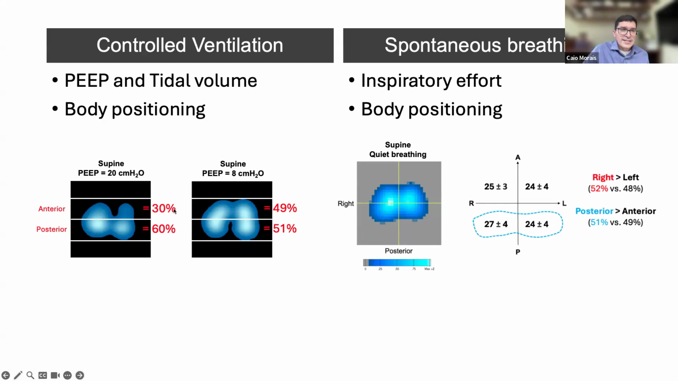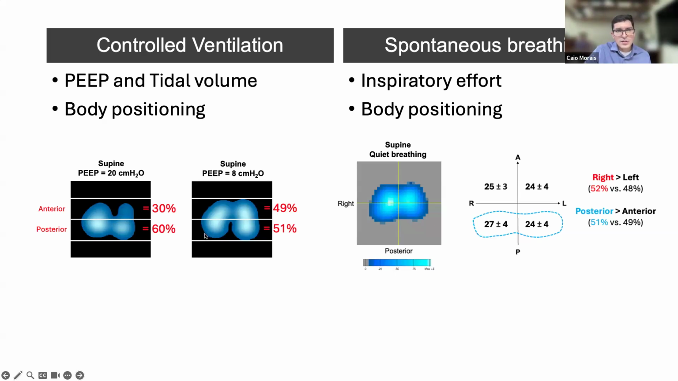And what we can see here is that the ventilation distribution at PEEP of 20 was about 30% in the ventral part, and we have 60% of ventilation in the dorsal part. Comparing with PEEP of 8, the ventilation distribution now changed, right? We have more ventilation in the ventral part of the lung. Now it is about 50% ventral and dorsal, or anterior and posterior regions. But clearly, we can see that the anatomical dorsal part looks similar.